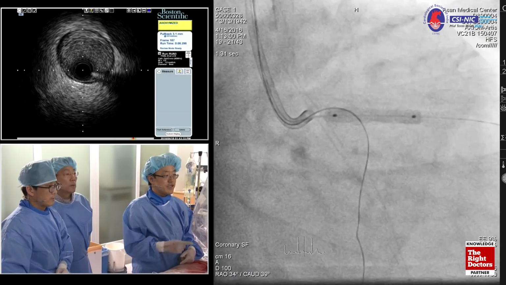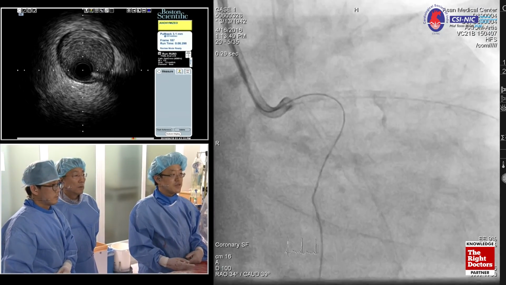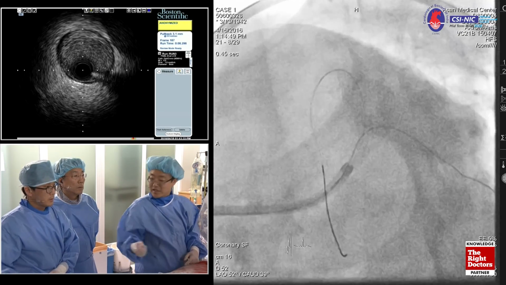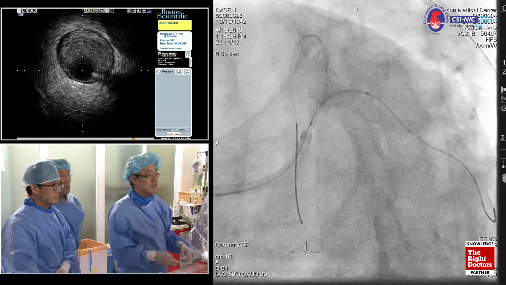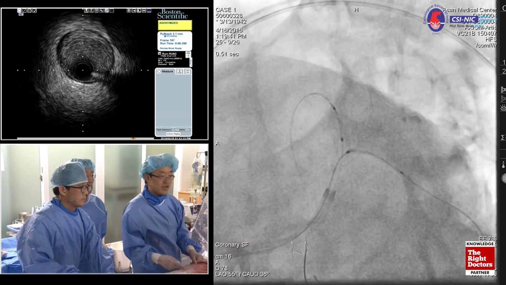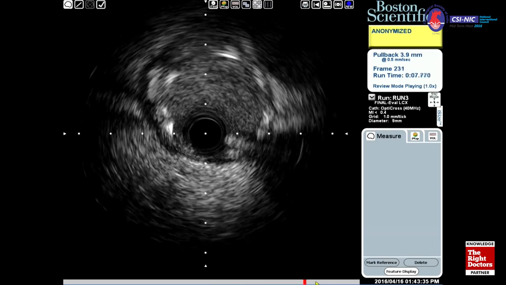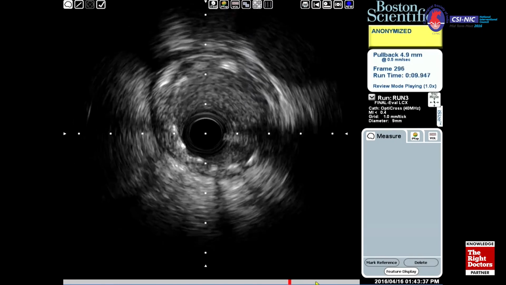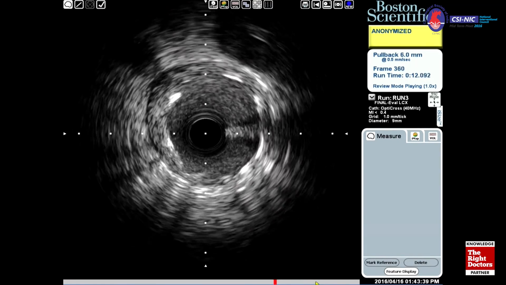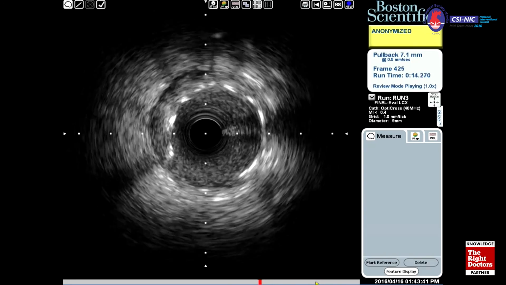Okay. We did DB and next. Go ahead. So finally, did you do the IVUS? Yes. And we checked the IVUS, both sides. Could we show the circumflex? Yes, this is the circumflex.